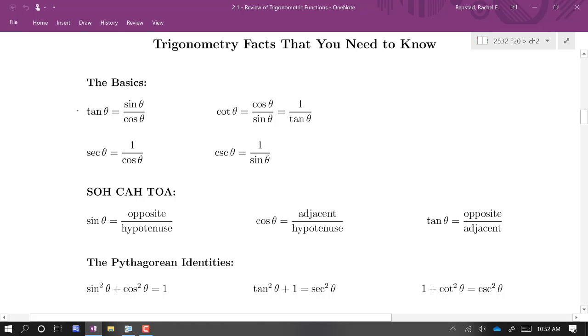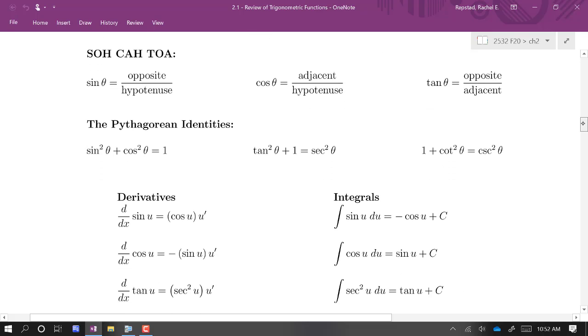The tangent function is just the quotient of sine and cosine. Cotan is the reciprocal of tangent, and so that means it's also equal to cosine over sine. Secant and cosecant are defined to be the reciprocals of the cosine and sine functions, respectively. We've got SOHCAHTOA, which has served us well. That's great for right triangles.